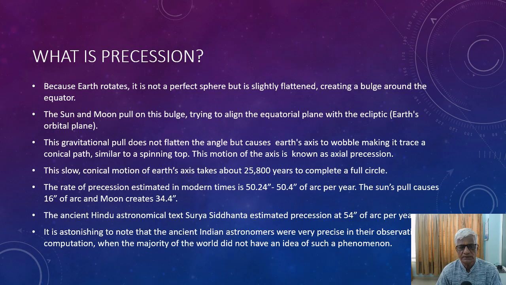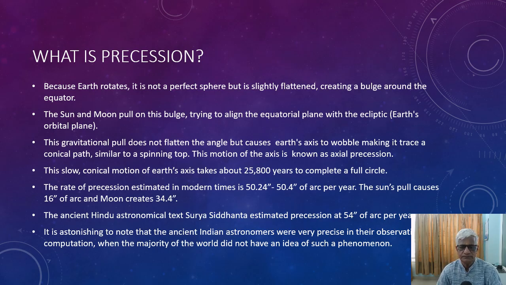The wobbling is similar to a spinning top. All of us who played tops in our young ages will know that since the top does not have a perfectly regular shape, as this top is spinning, we will see that its axis is also making a small circle, and this circle will become more and more pronounced when the speed of the top comes down. This motion of the axis is called the axial precession of Earth.